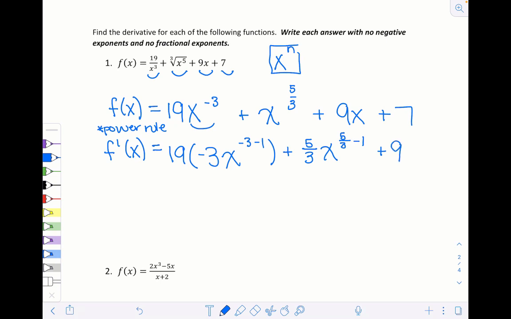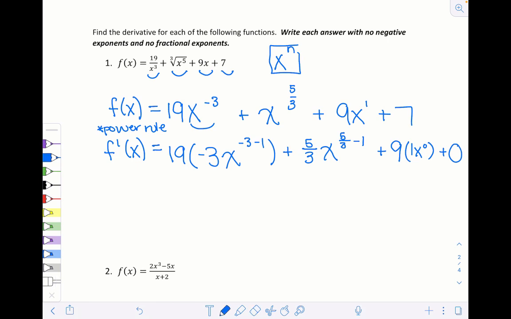plus, you might know this derivative as just being 9. So the derivative of 9x is 9. The reason is that x is actually the same thing as x to the 1. So if you apply the power rule, it becomes 1 x to the 0. And then the derivative of 7, or the derivative of any constant by itself, is 0.